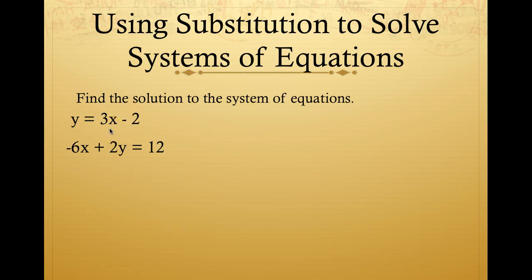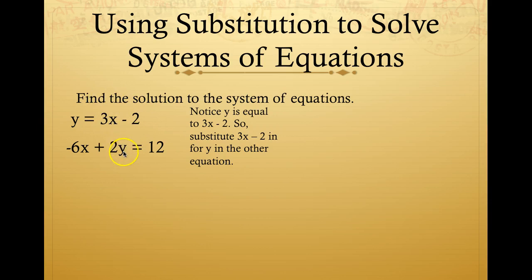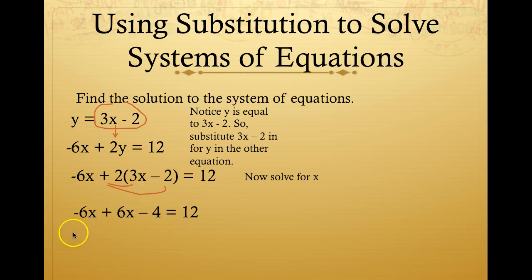This question is very similar to the one we just did. Please pause the video and try to work this problem out. Okay, the first thing we want to do, we want to substitute the value for y in for the y in the other equation. When doing that, we end up with this equation. Next, distributing negative 2 to 3x and to negative 2, we would end up with this equation. When we combine like terms, negative 6x and 6x will be eliminated, and we are left with negative 4 equals 12.